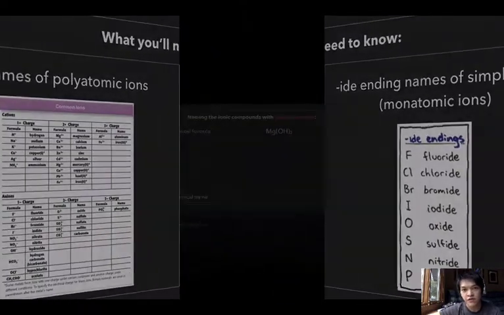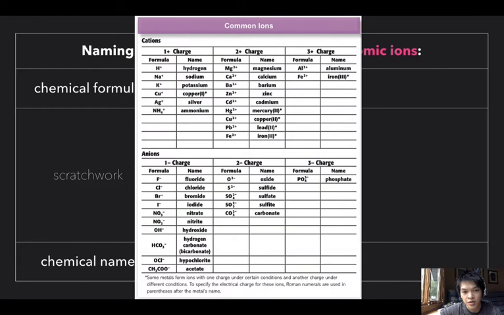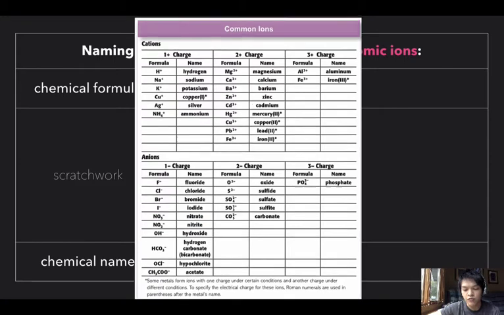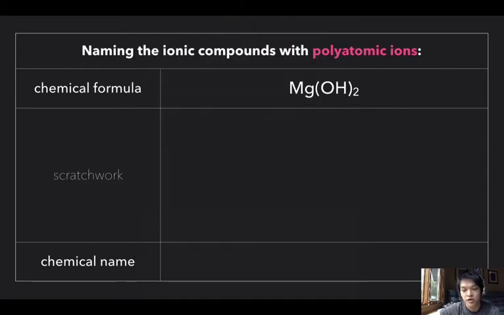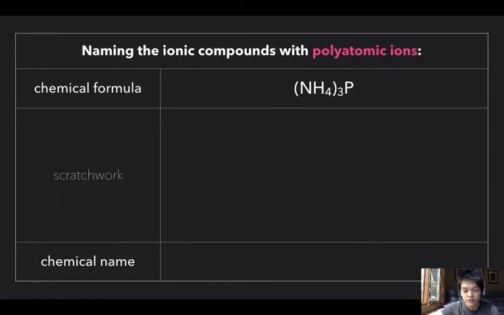So let's take a look at our first example here. We have Mg. You should hopefully know that that's magnesium. And OH. Do you know what the name of OH is? It's a polyatomic ion. So we're going to look at our common ion table, find OH. OH is hydroxide. So when we name this, we just write down magnesium and hydroxide. That's it, magnesium hydroxide.